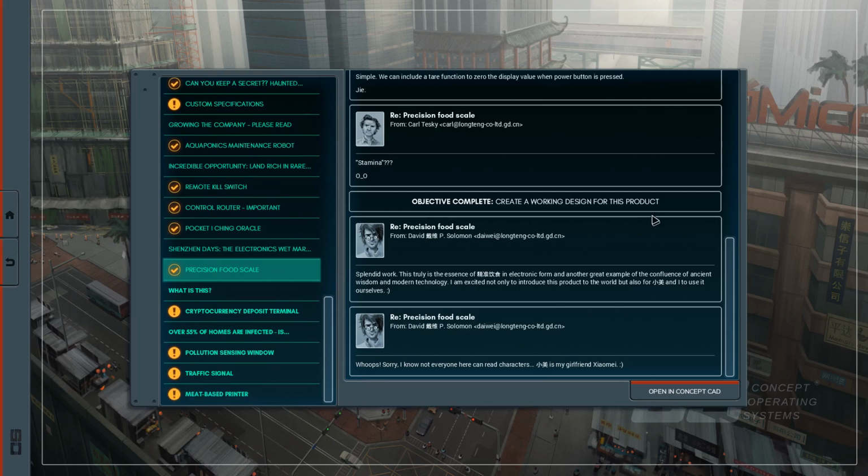Splendid work, this truly is the essence of an electronic form, and another great example of the confluence of ancient wisdom and modern technology. I'm excited to not only introduce this product to the world, but also for his wife and I to use it ourselves. Whoops, sorry, not everyone I know can read these characters. Xiao Mei, okay, good joy. He's one of them twats, isn't he?